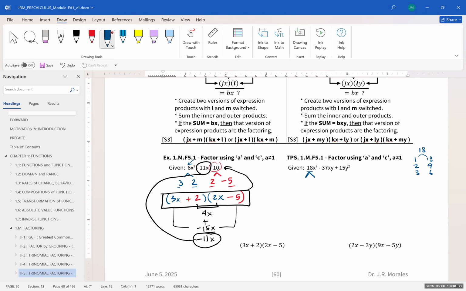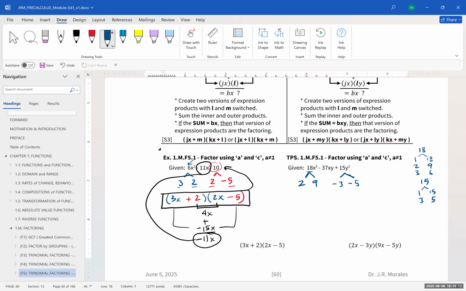The one that's going to work is going to be 2 and 9 here. And then for 15, we could have 1 times 15, both negative or both positive, or 3 and 5, both negative or both positive. I'm going to use both negative. You might ask, okay, Dr. Morales, how did you know both negative instead of both positive? Because I worked this out ahead of time, and this is what's going to work. You just have to do it by trial and error, and you'll find the one that works.